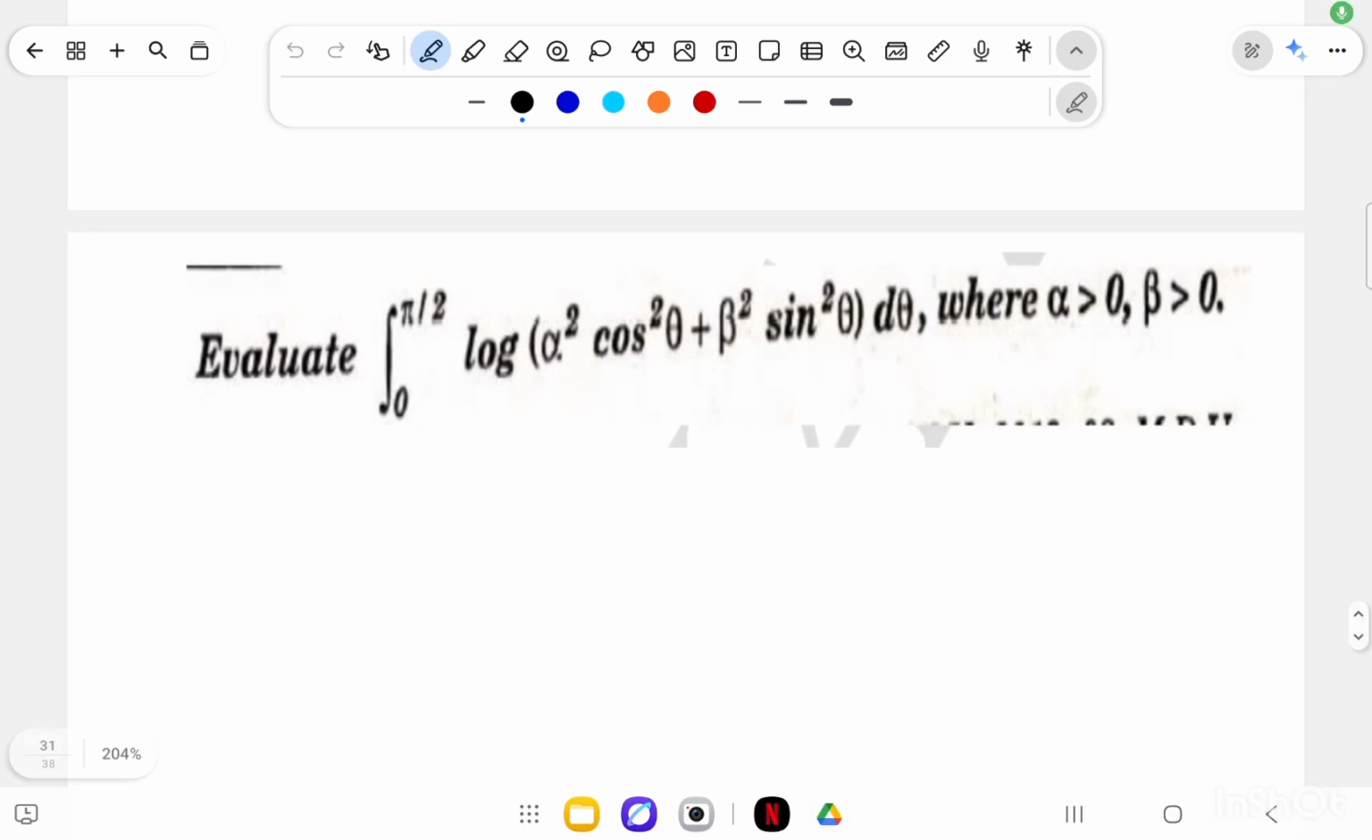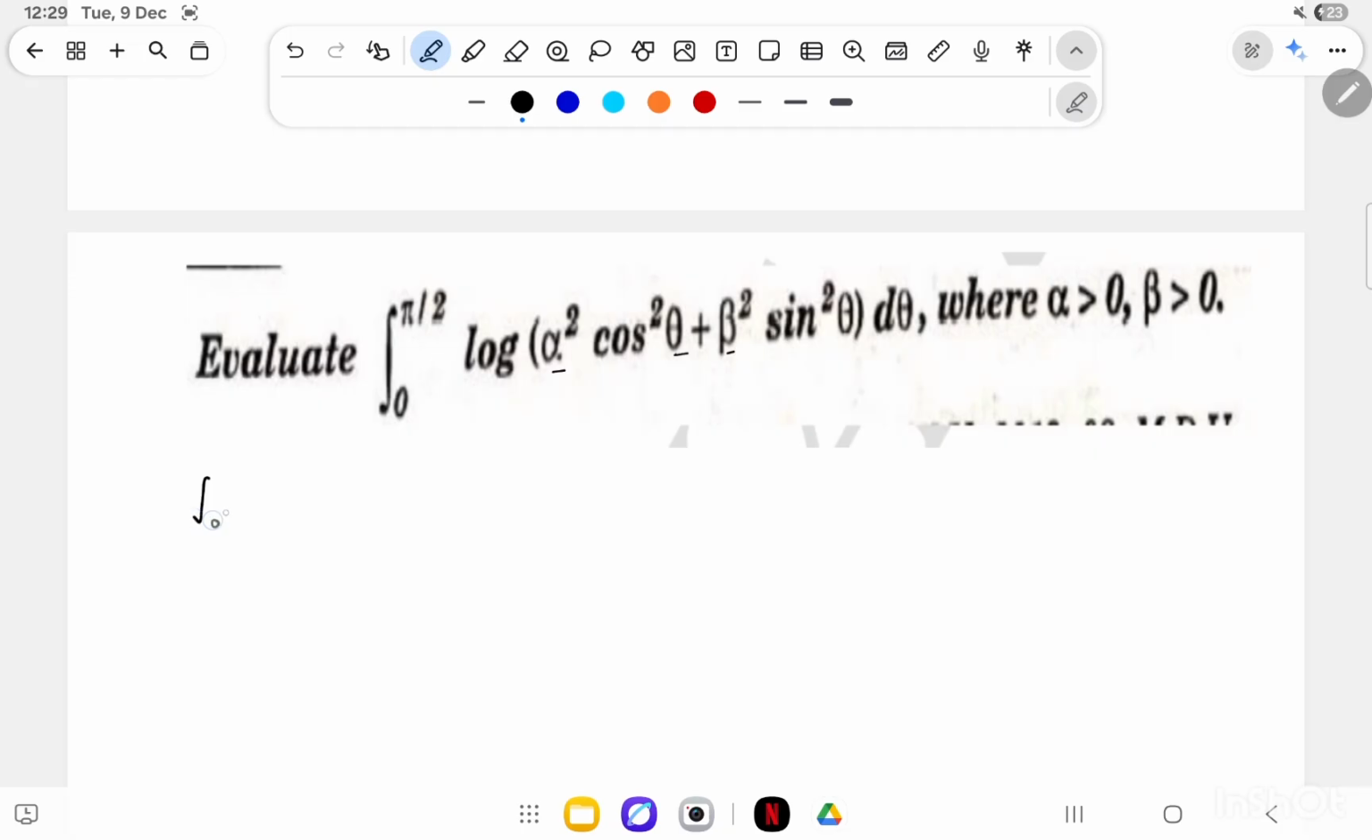So this question says that we are supposed to evaluate this integration, that is from 0 to pi by 2 log of alpha square cos square theta plus beta square sin square theta d theta. Now if you observe, the integrand is basically a function in alpha, theta and beta. So first we need to reduce it to basically two variables. So let's see how we can do that.